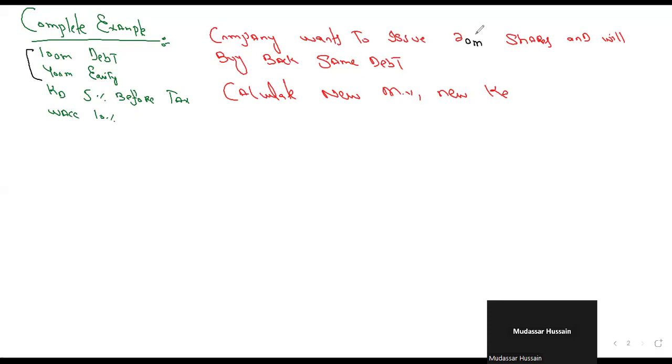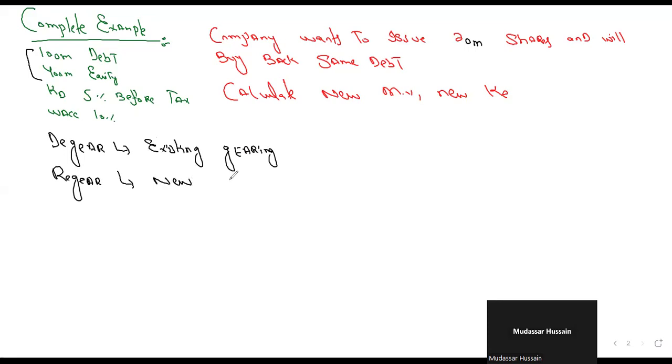So the rule is, first we will de-gear the company with existing gearing levels, and then we will re-gear with new gearing levels. The existing gearing levels have been given to you, 100 million debt, 400 million equity. So the new gearing levels we have to find.